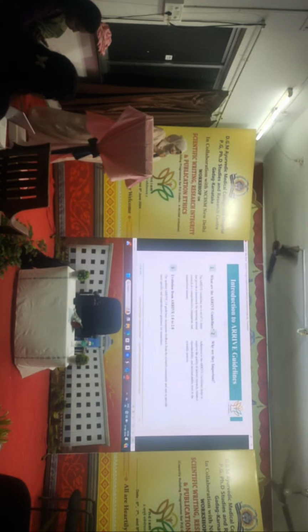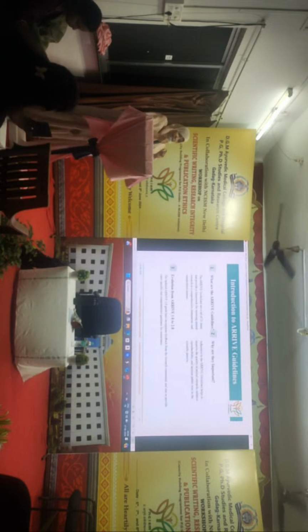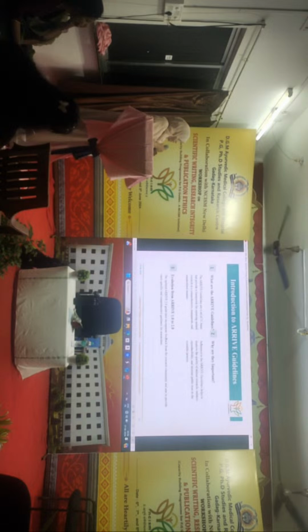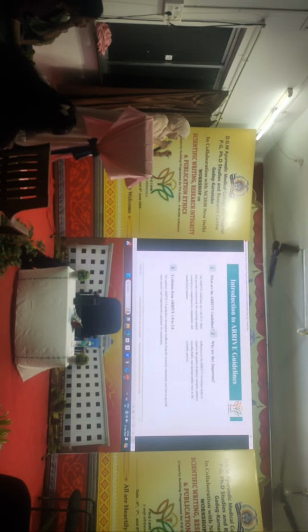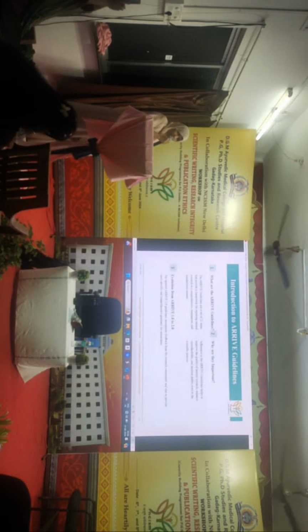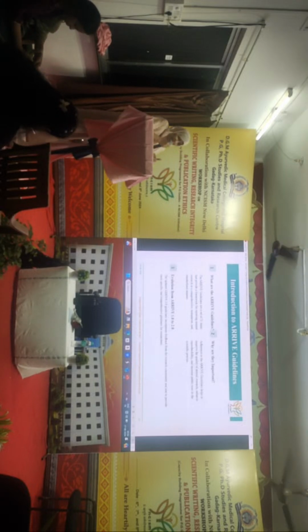So what are these ARRIVE Guidelines? I told you, they are revised and they contain a set of 21 items that provide a framework, a structure for your trial for reporting animal research in a comprehensive, transparent and standardized manner. Why are they important? These ARRIVE guidelines help to improve the quality of animal research, enhance reproducibility and increase public trust in the scientific process.